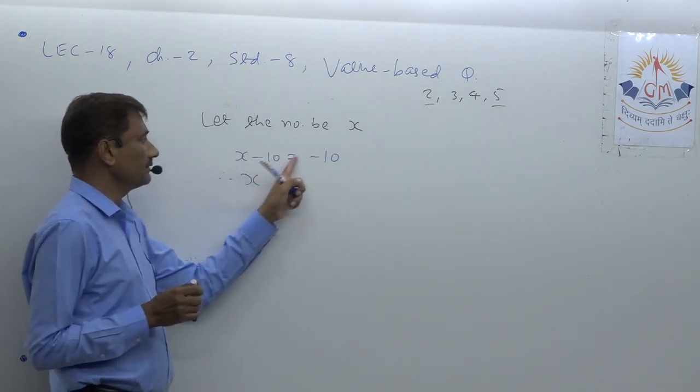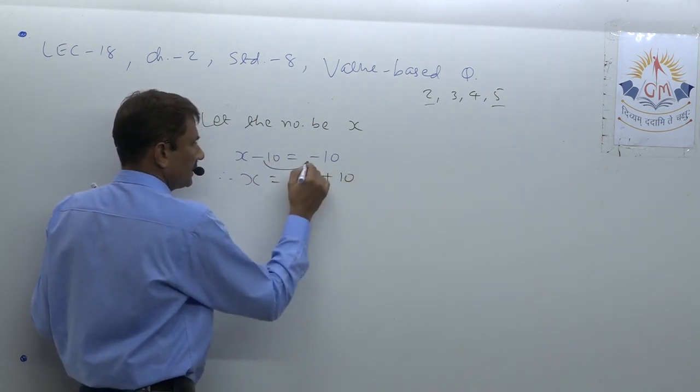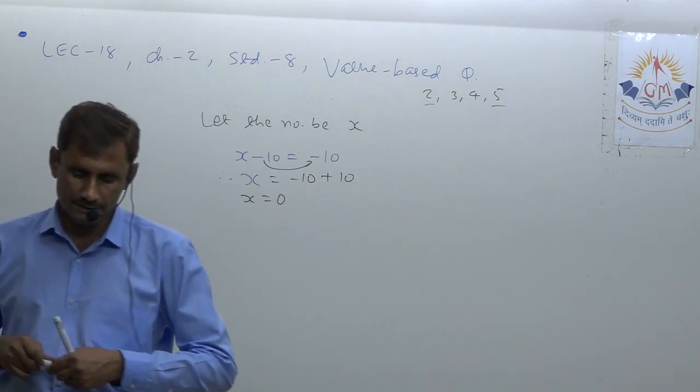10 less than the number will be minus 10. Then obviously it will be minus 10 plus 10, that goes there. So x will be 0. So why is it 0? Just understand.